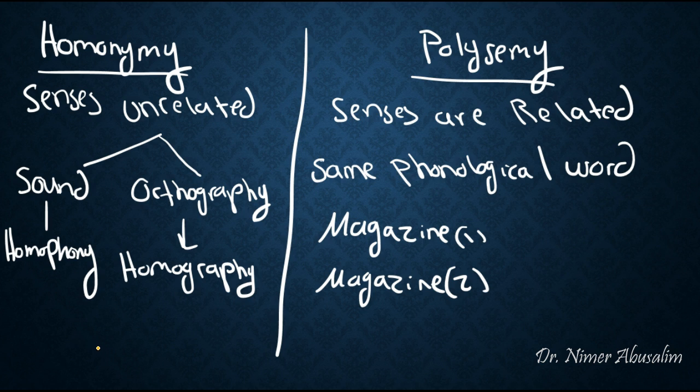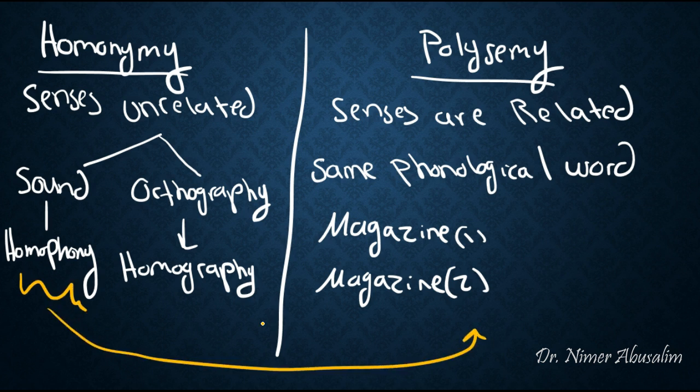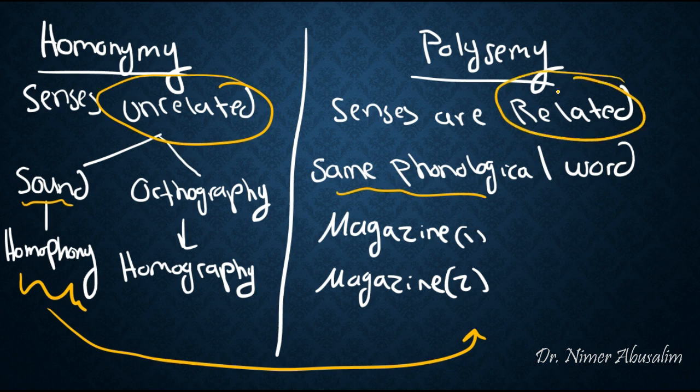So in a sense, you can see a small little similarity between homophony and polysemy. They both involve having the same phonological word. The difference is that here the senses are unrelated, but here the senses are related. And that does it for homonymy and polysemy.